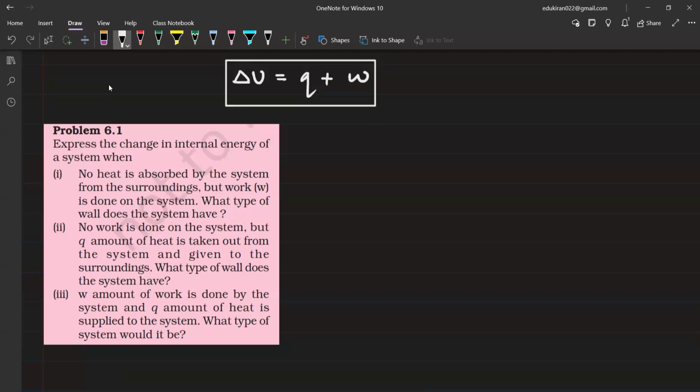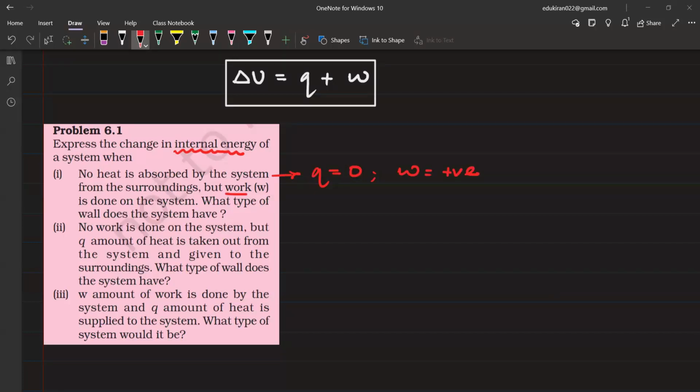Express the change in internal energy, है ना? Express the change in internal energy of a system when no heat is absorbed, यानी कि क्या हो जाएगा बताइए, heat absorbed 0, तो Q is equal to 0 आया ना? Yes, sir. But work is done on the system. So work is done on the system. So W will be positive या negative? Positive. W is positive, work is done on the system.